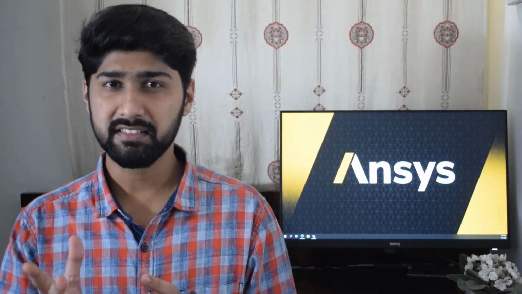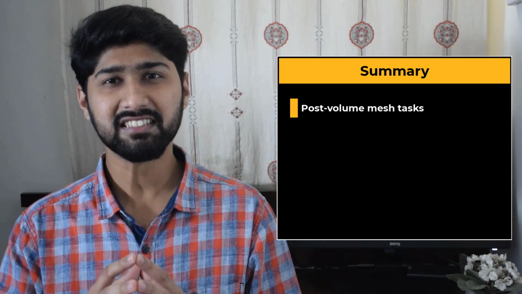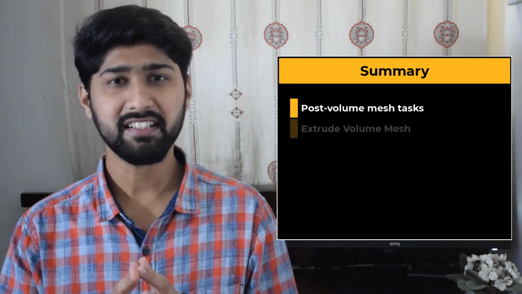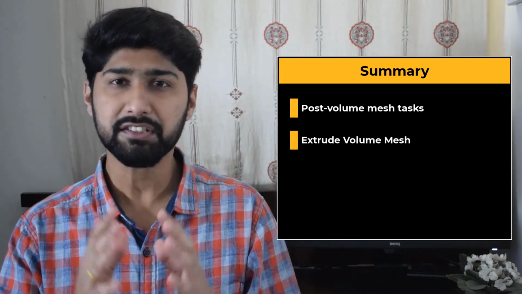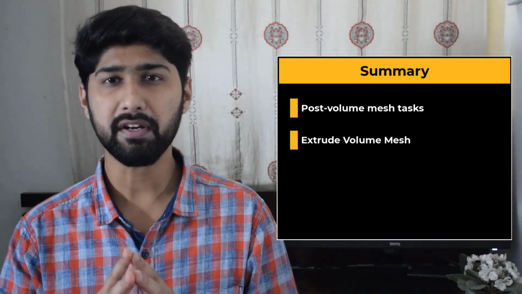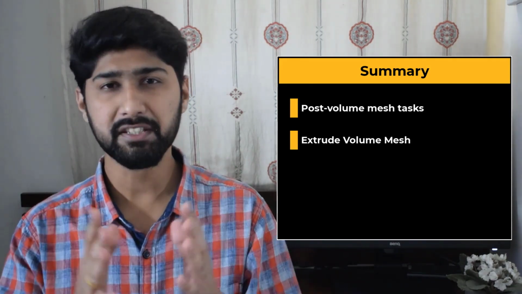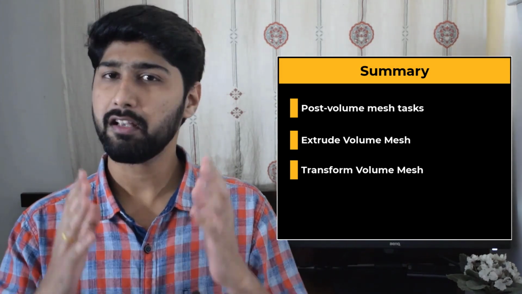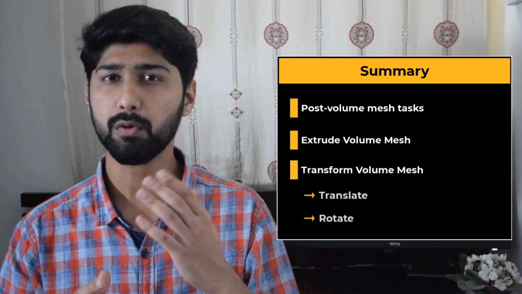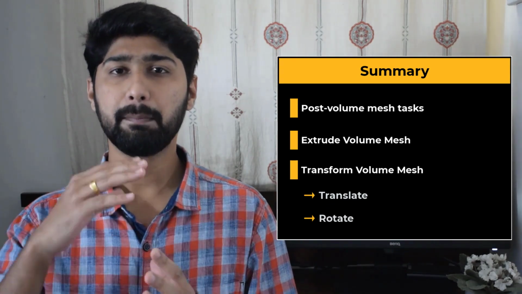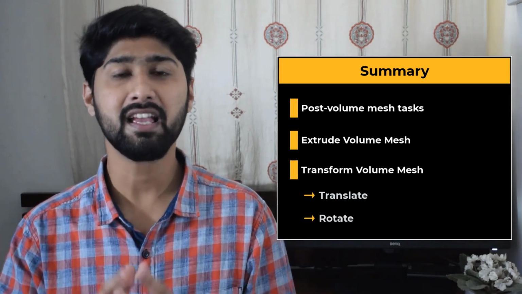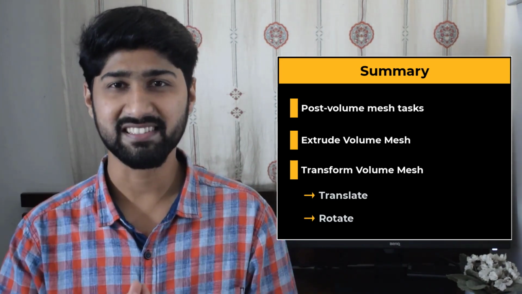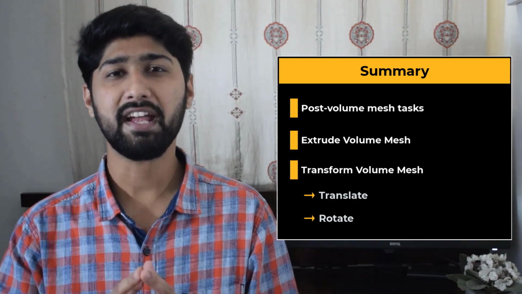To summarize, in this lesson, we explored two tasks that can be useful after the volume mesh has been generated. The first is the extrude volume mesh task, which can extend planar or curved boundary surfaces of the volume mesh based on the user inputs. The second is the transform volume mesh task, which allows for translational or rotational types of transformation to be performed on the volume mesh. The transformations may be applied to the original mesh or to its copies. With this, we come to the end of this lesson.